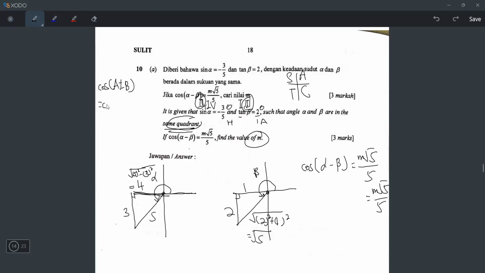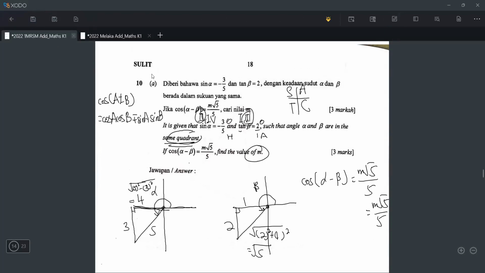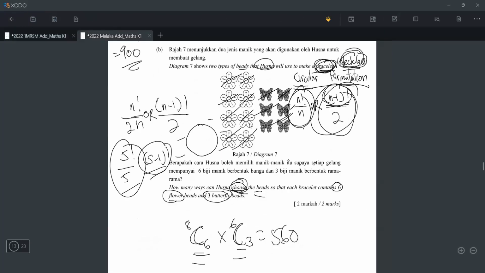And the formula, if I'm not mistaken, is cos A cos B minus plus sine A sine B. Okay, let me show you. This formula actually got given in the exam. Okay, but I still recommend students to memorize it. So let me just find it.